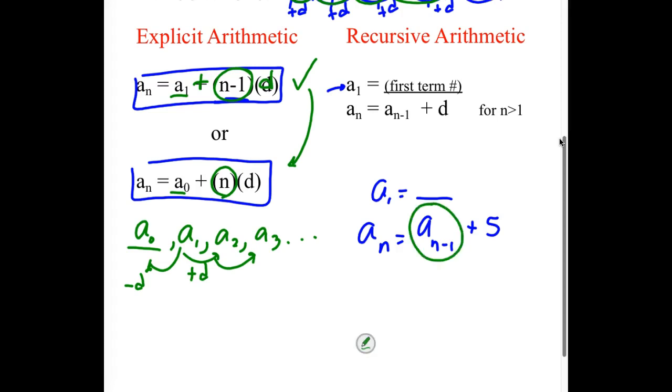Yesterday we mentioned this being the previous term. So if I'm finding the nth term, the n minus 1th term is the one right in front of it. So if I wanted the 10th number, I'd be adding 5 to the 9th number. Okay?